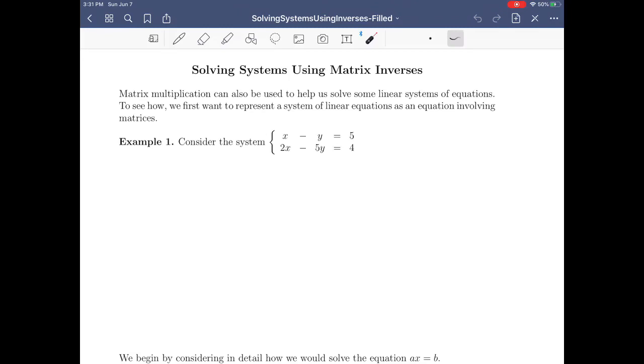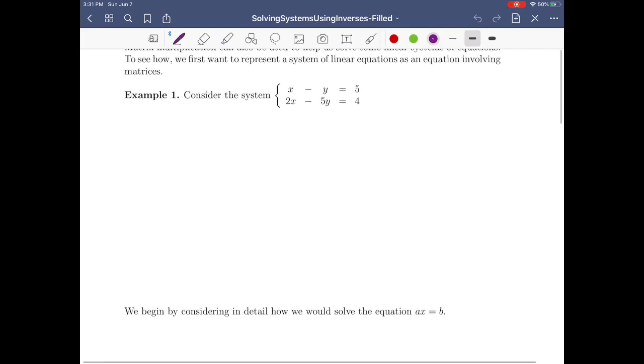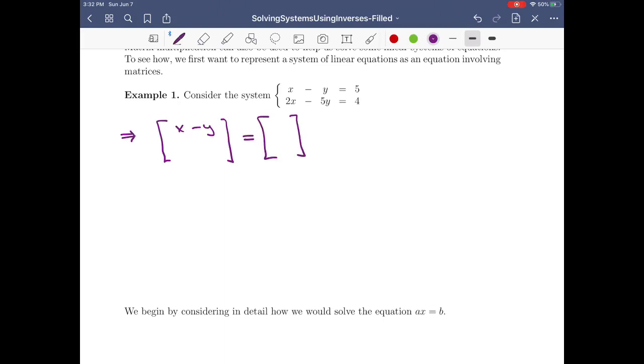So let's just think about this system here. x minus y equals 5, and 2x minus 5y is equal to 4. What I want to do is start writing this using matrices. The easiest way is to turn the system into a matrix equation with two matrices that are both 2 by 1 matrices. So they have 2 rows, but only 1 column. Clearly this is equivalent to the above equation set because this number needs to equal this number and this number needs to equal this number in order for this matrix equation to be true.